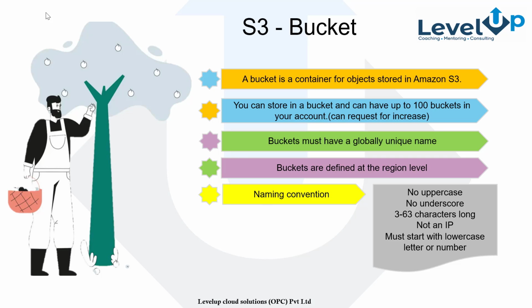Now, a couple of things that you need to remember when you are creating a bucket. A bucket name should be globally unique, and buckets are defined at a regional level. When you're creating a bucket, you need to make sure that there are no uppercase letters, there are no underscores, it is not an IP address, and the name should be a minimum of 3 to a maximum of 63 characters. It should start with a lowercase letter or a number. These are some of the things that you have to keep in mind when you are naming the S3 bucket.